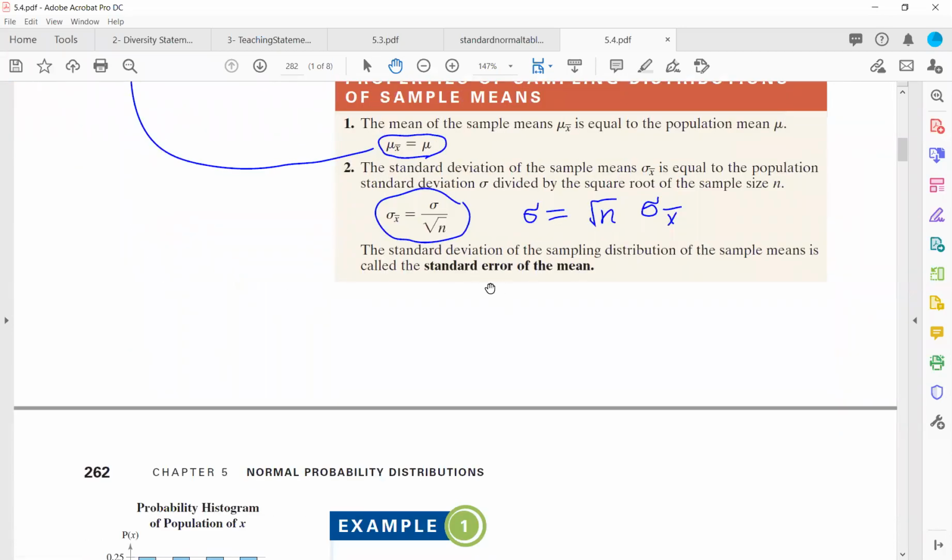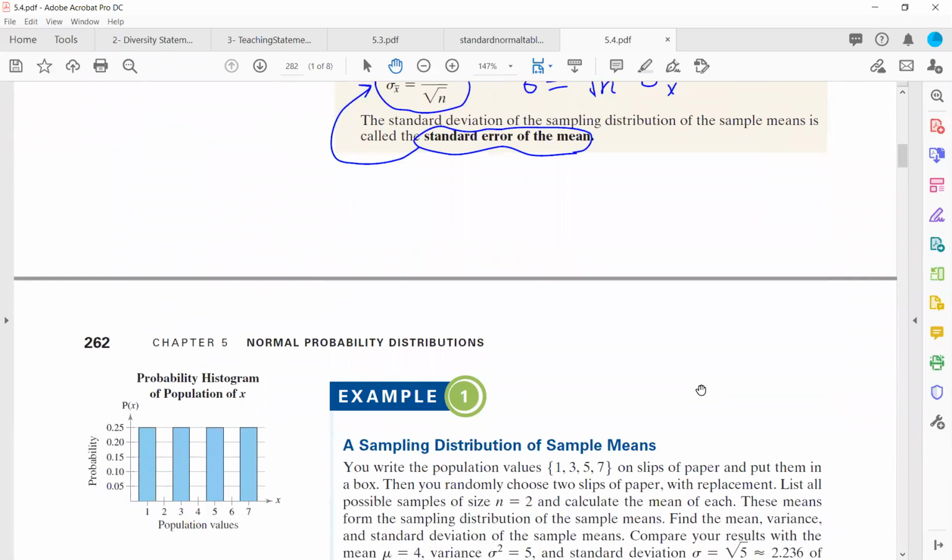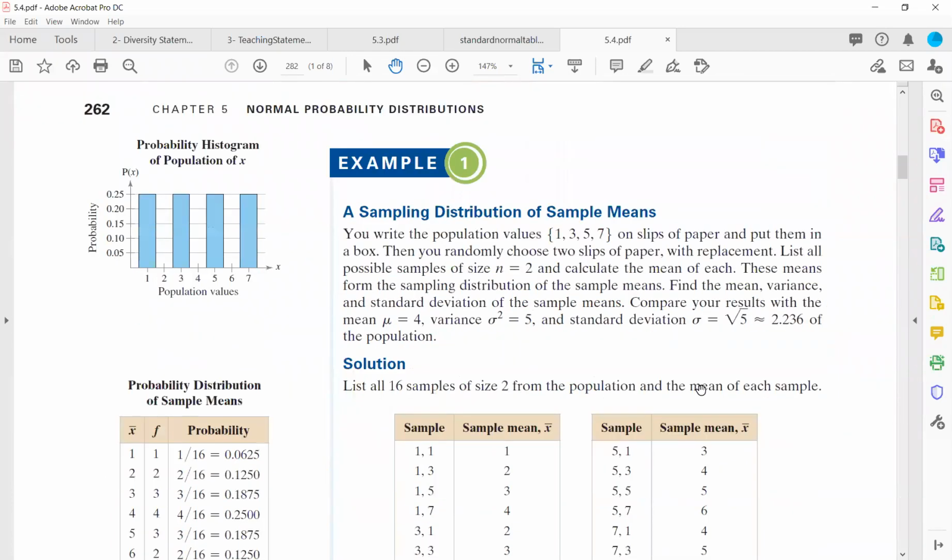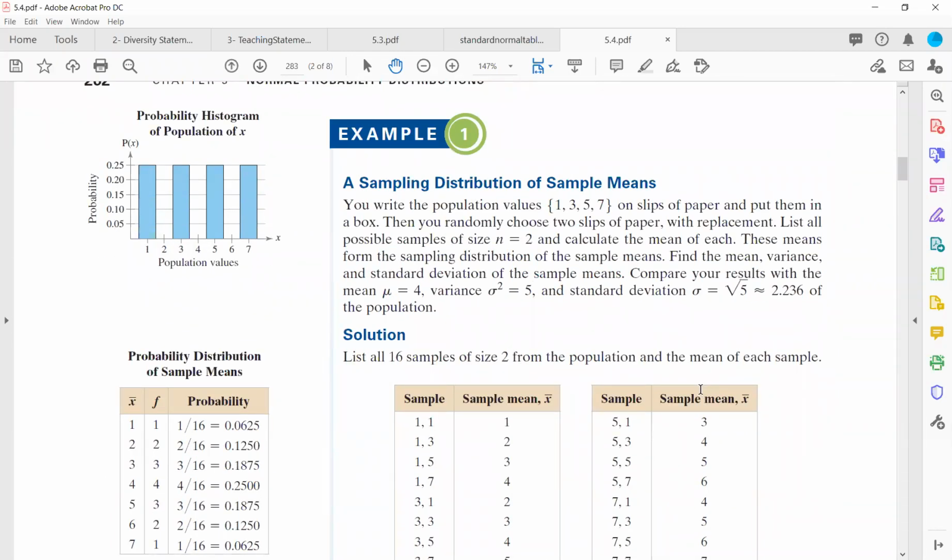So the standard deviation of the sampling distribution of sample means is called the standard error of the mean, which is denoted by sigma sub x bar, and it's equal to sigma over the square root of n. Let us take a look at one example. For a sampling distribution of sample means, you can write the population values 1, 3, 5, and 7.